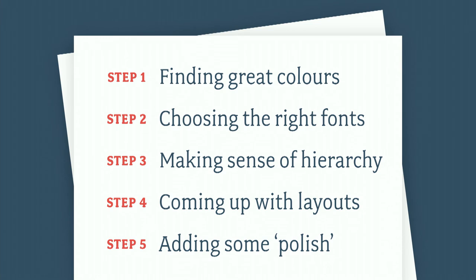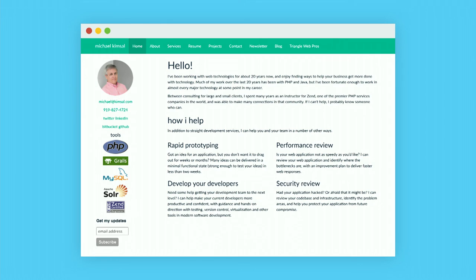And here are the things that we're going to take a look at. I'm going to look at the colors. I'm going to look at the fonts. Then we're going to have a look at the hierarchy, so where things are placed and how prominent they are. We're going to look at the layout, and then we're going to look at adding some polish at the end of it. And this is the website we're going to use.